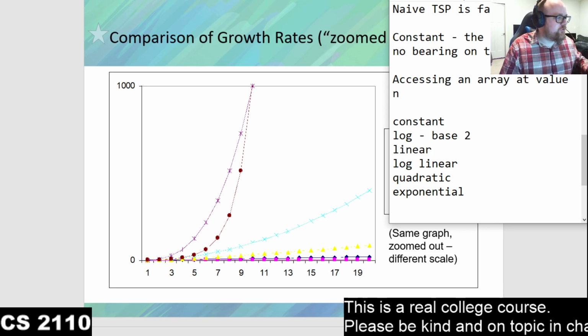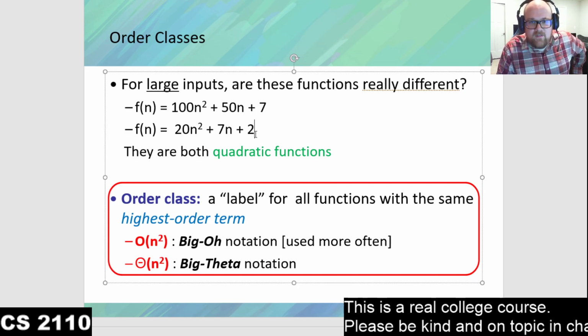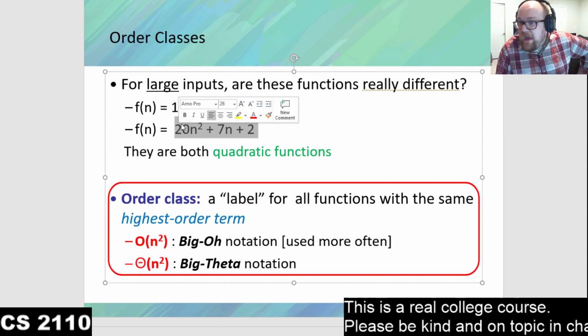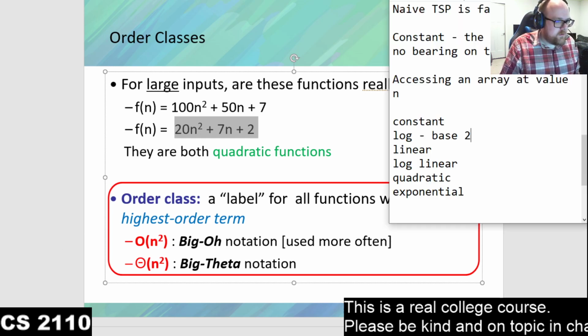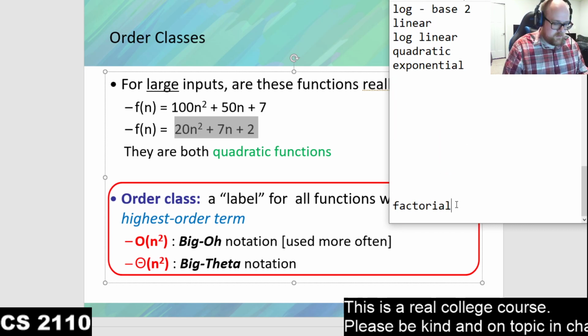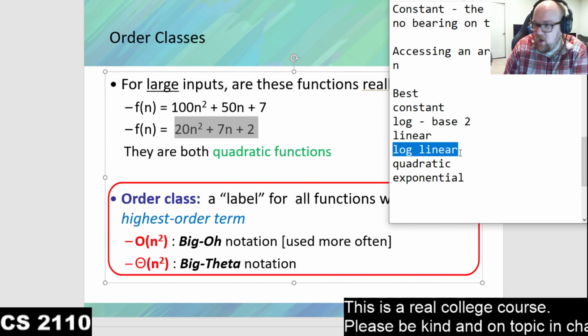So let's try to give some examples. These are order classes. The idea is, for really large inputs, are these functions different? And the answer is they're both quadratic. That is to say, this function is better. It grows more slowly, but it still grows quadratically. And so when we're talking about the complexity classes, this is best to worst. Log is better than linear. There's a separate thing, log linear.